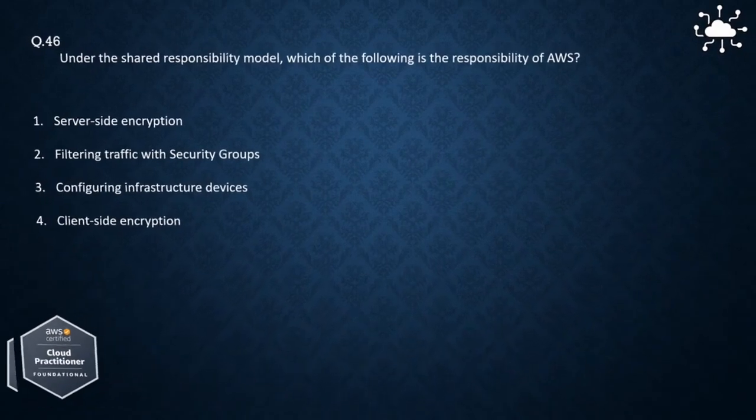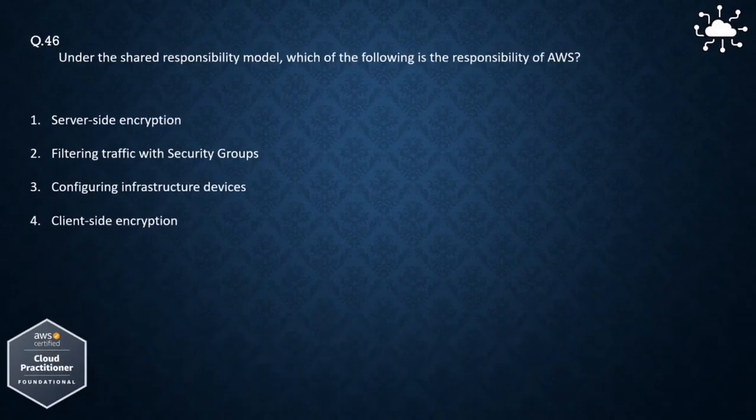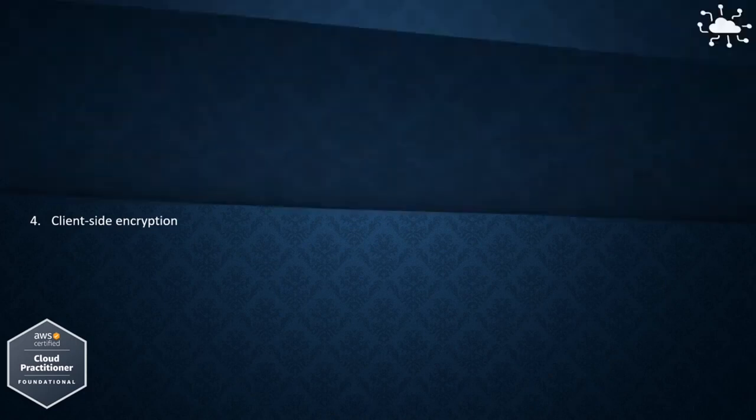Question 46. Under the shared responsibility model, which of the following is the responsibility of AWS? 1. Server-side encryption. 2. Filtering traffic with security groups. 3. Configuring infrastructure devices. 4. Client-side encryption. The correct answer is configuring infrastructure devices.